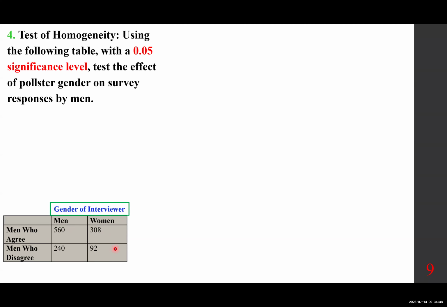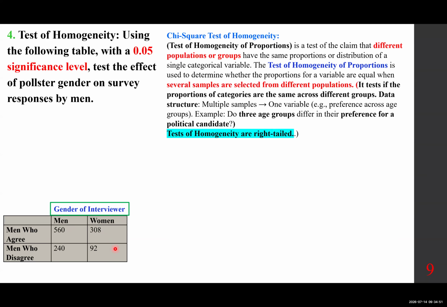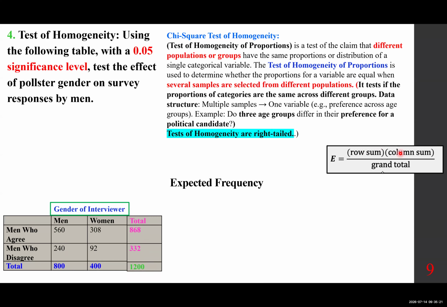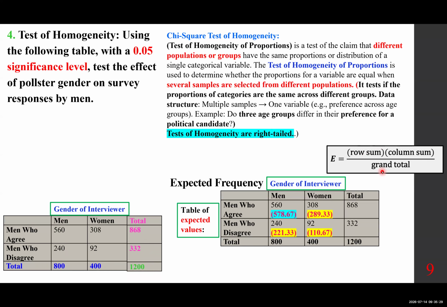So that's the concept. Reminding you of the test of homogeneity, we already went over that. The test of homogeneity of proportion is a test of the claim that different populations or groups have the same proportions or distributions. We've already discussed that. So, the totals here are 800 and 400. Add these two, and this is the grand total. The formula for expected frequency is row sum times column sum over grand total. And so we have the table of expected values, which is this one.